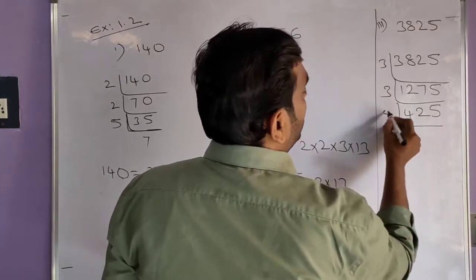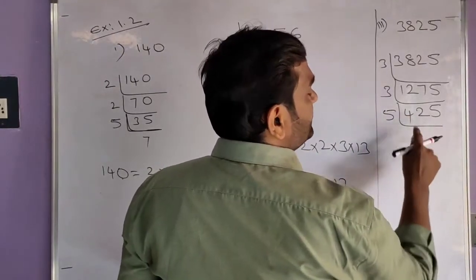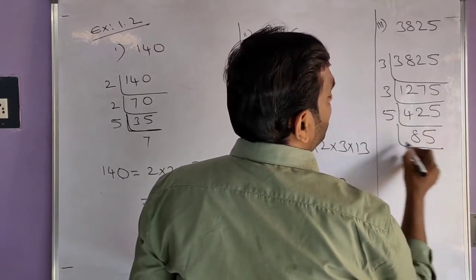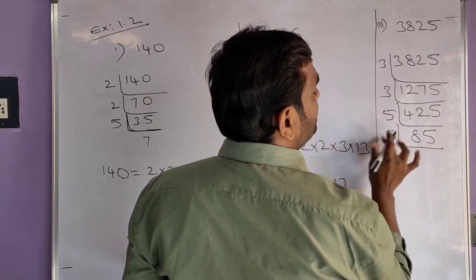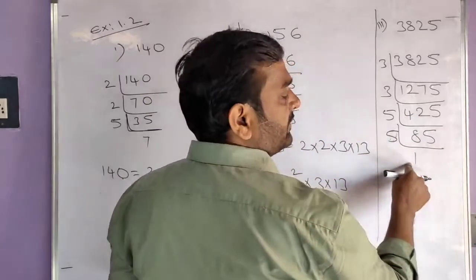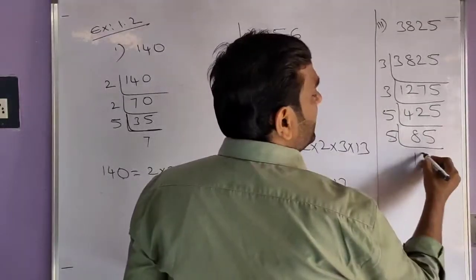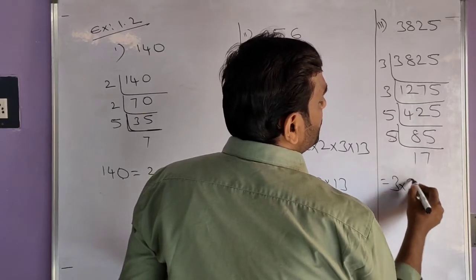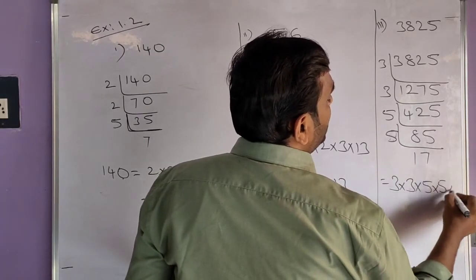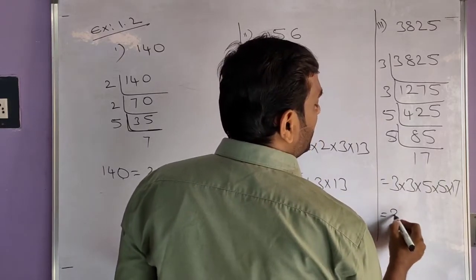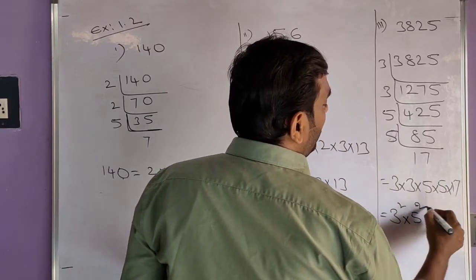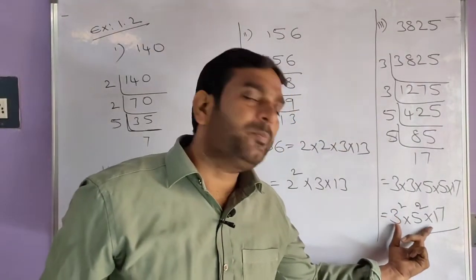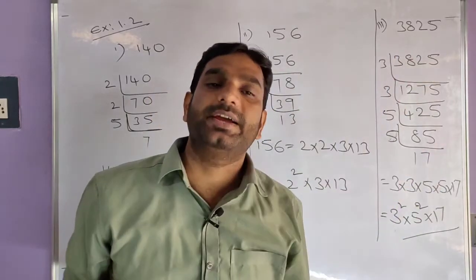Now do with 5. 5 eights are 40. 25 remaining, 5 fives are 25. 5 ones are 5. 5 ones are 5. 35 remaining, 5 sevens are 35. Totally we got 3 into 3 into 5 into 5 into 17, that is 3 square, 5 square, 17. Those are the product of prime factors of the given number 3825.